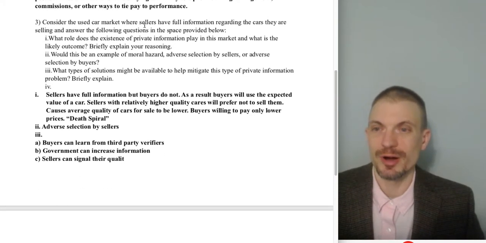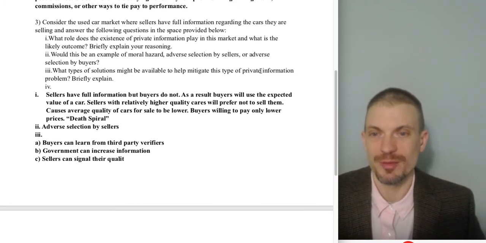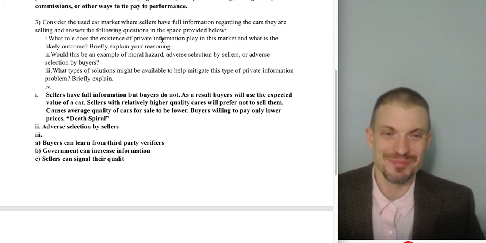Consider the used car market where sellers have full information regarding the cars that they're selling, and answer the following questions in the space provided. What role does the existence of private information play in this market? What's the likely outcome? Would this be an example of moral hazard, adverse selection by sellers, or adverse selection by buyers? What types of solutions might be available to help mitigate this type of private information problem? Explain.